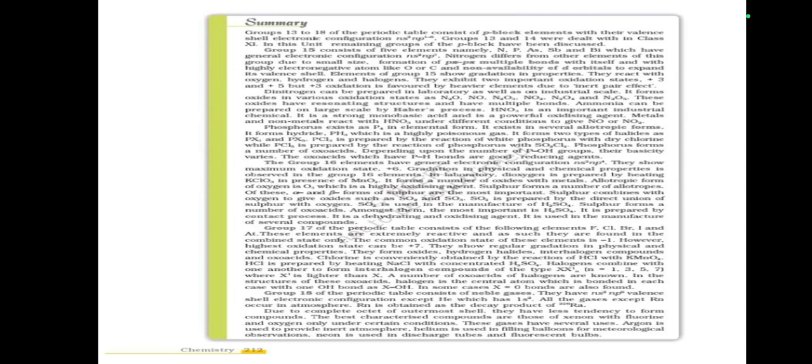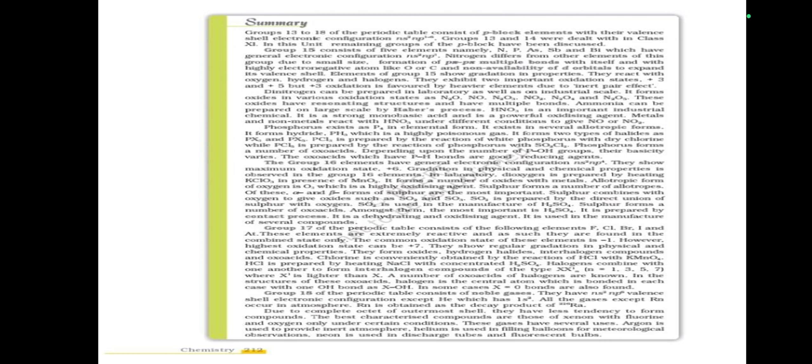Summary. Groups 13 to 18 of the periodic table consist of p block elements with their valence shell electron configuration ns2 np1 to 6. Groups 13 and 14 were dealt with in class 11. In this unit, the remaining groups of the p block have been discussed. Group 15 consists of five elements, namely N, P, As, Sb and Bi, which have general electronic configuration ns2 np3.